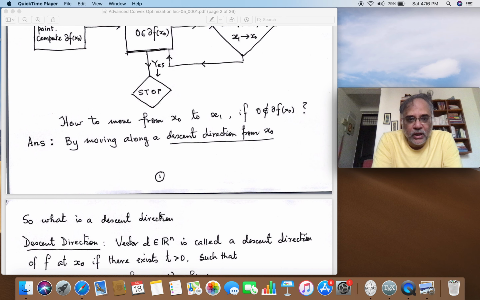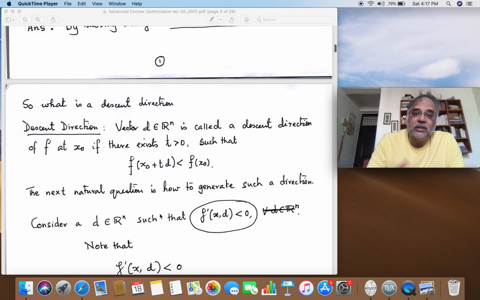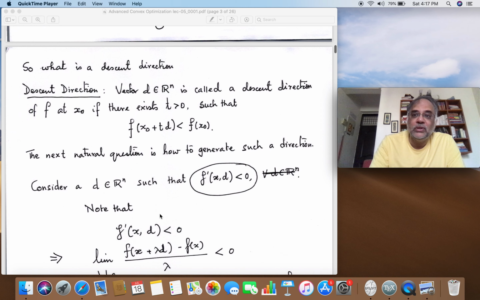Say you are at the k-th iteration. If xk is really the minimizer, then f'(xk; d), that is the directional derivative of f at xk in the direction d, would be greater than or equal to 0 for all d. If it is not a minimizer, then there must be a d for which this is strictly less than 0. And such a direction would be called a descent direction, because that is the direction along which the optimality is broken.